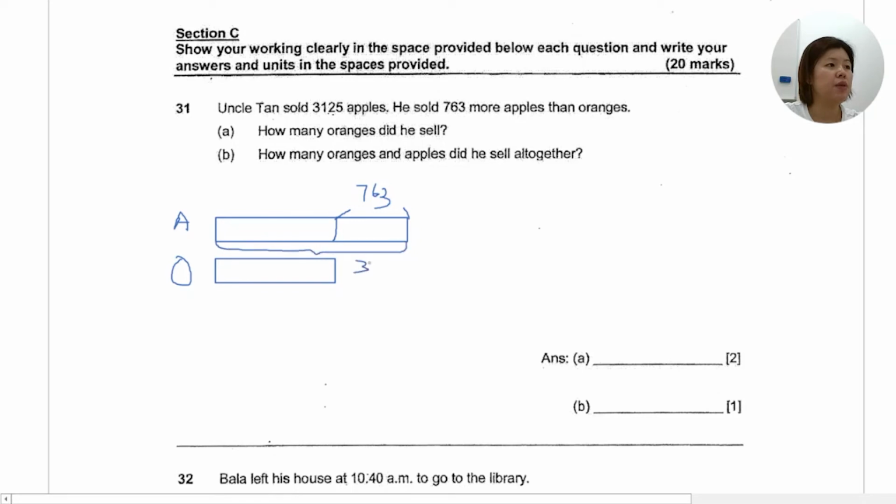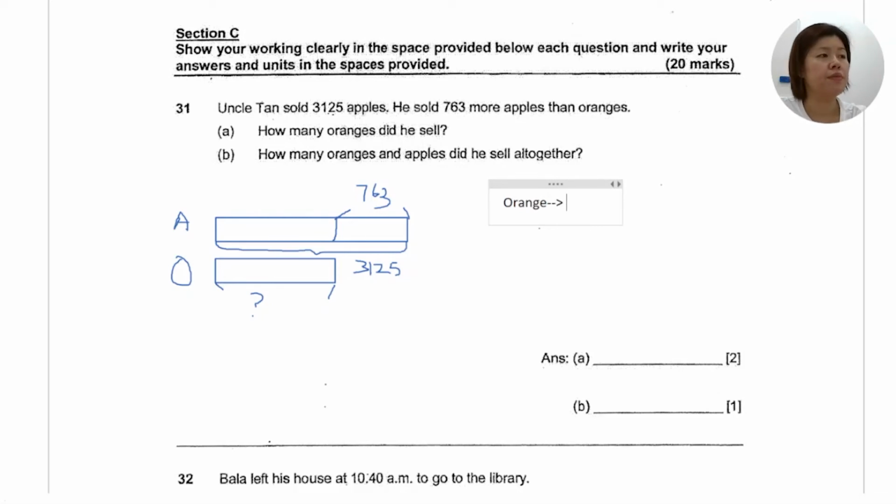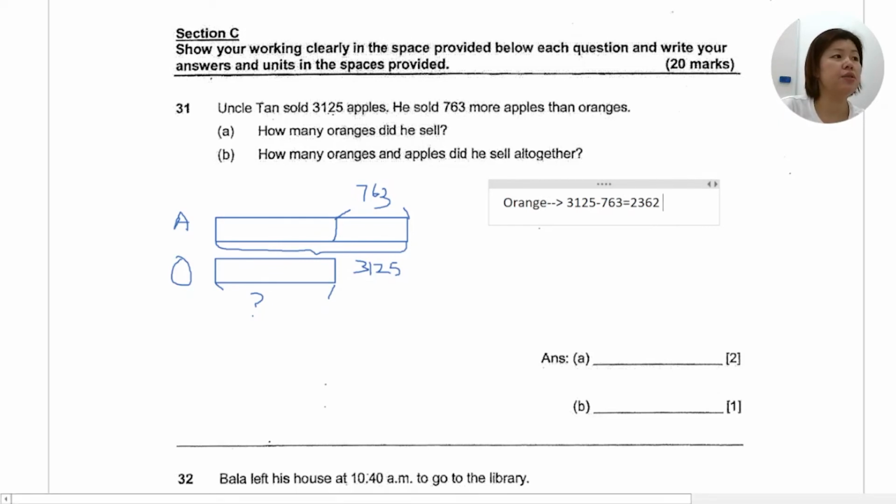Total is 3125. So I want to find my orange. Orange is shorter. Shorter means I need to take a minus. So orange is 3125 minus 763 equals 2,362. I have my A already.